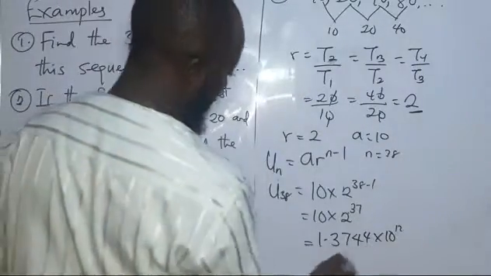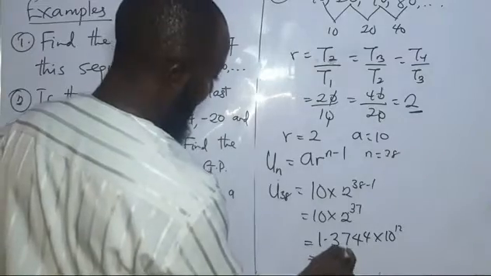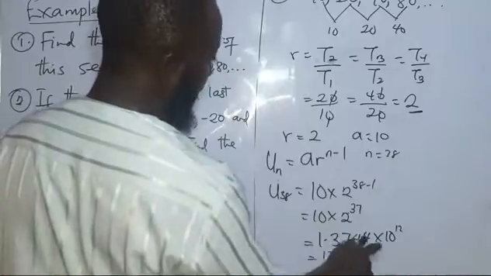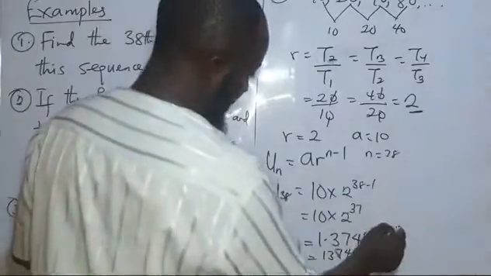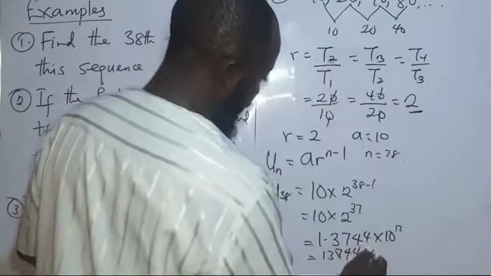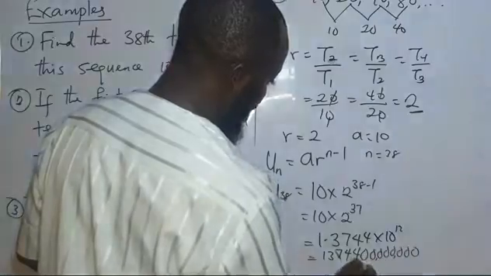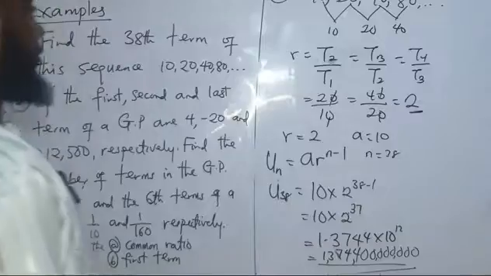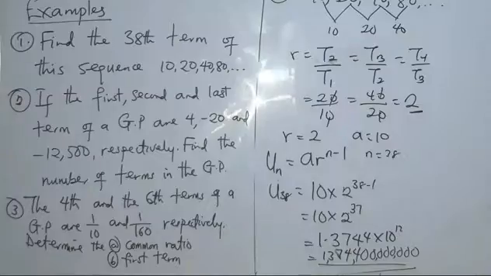We want to convert it to a normal number. So this will be 13744, then we have 1, 2, 3, 4. So we remove 4 zeros here, remove 4 zeros. That will remain 8, so it's 1, 2, 3, 4, 5, 6, 7, 8. So this is the answer. This is going to give us the 38th term of this sequence. Is that clear?